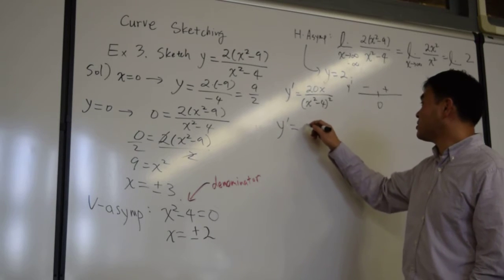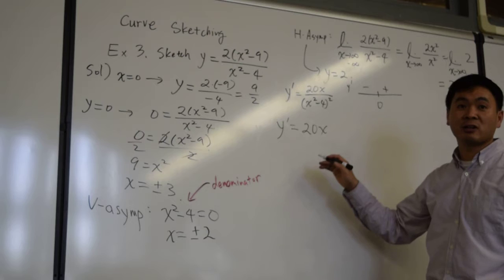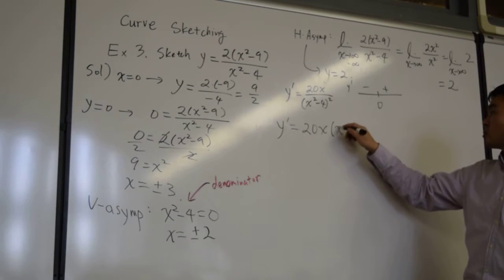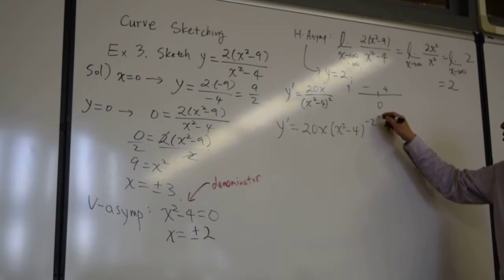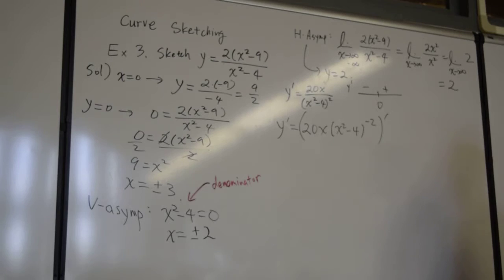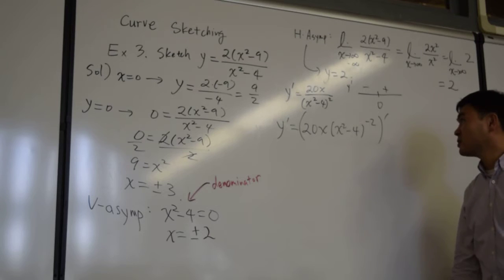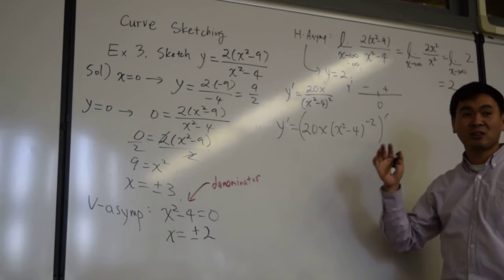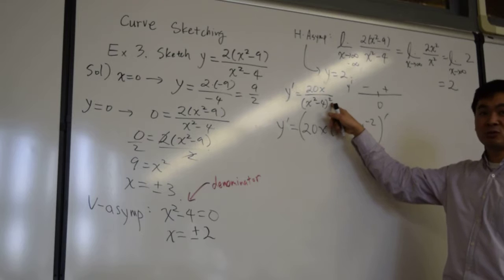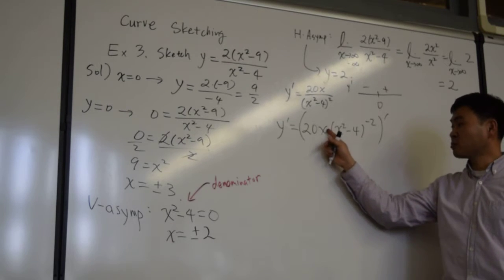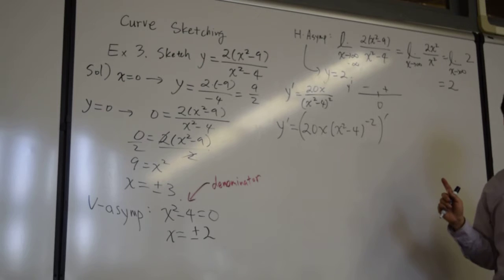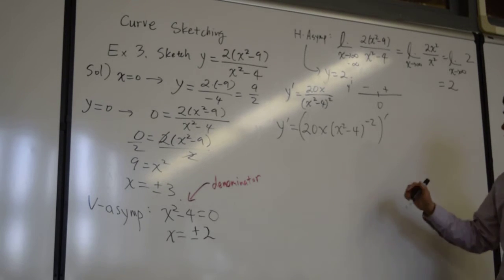So you can rewrite 20x divided by (x squared minus 4) squared as (x squared minus 4) to what power? Negative 2 power. So you can instead differentiate this one. And it's especially effective when your denominator is not a simple one, but it has a power of 2 or it has a square root. In those cases, actually trying to differentiate using the product rule and the chain rule is not that bad. It's actually very effective. Okay? So let me show you how this one is done.